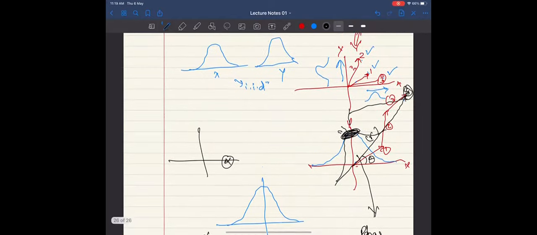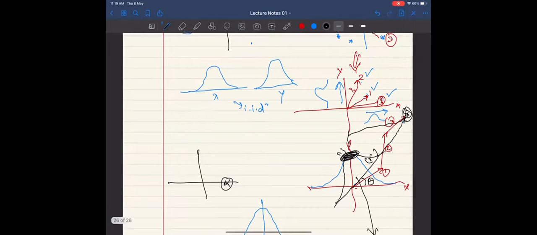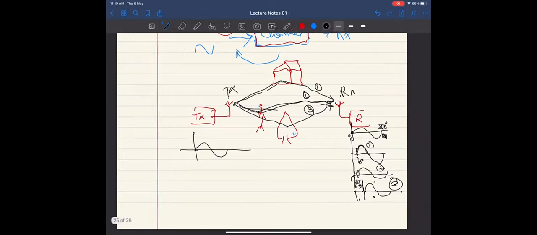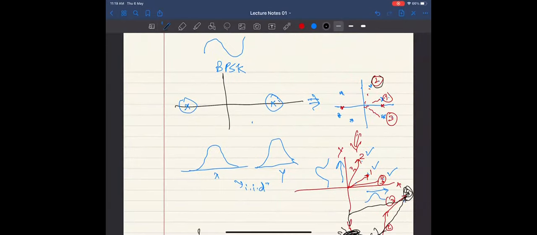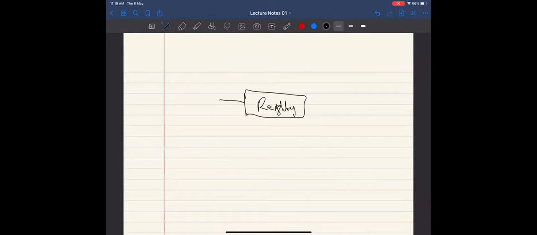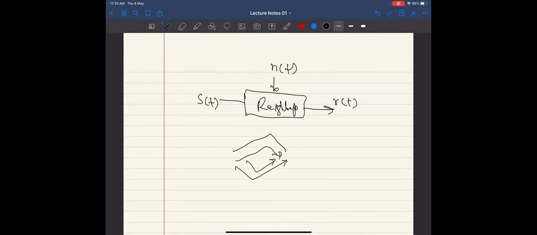So let's not move further into detail, but you have to remember that because of this multipath from the transmitter to the receiver, we have reflections coming, and you have different delays because of those reflections. Because of those delays, it will cause your signal constellation to get rotated, right? So that is how you have to model a channel. When you input S of T, it should give you R of T, but in such a way that it puts in the noise, which is exactly a function of multipath reflection. That kind of channel model is called the Rayleigh model.